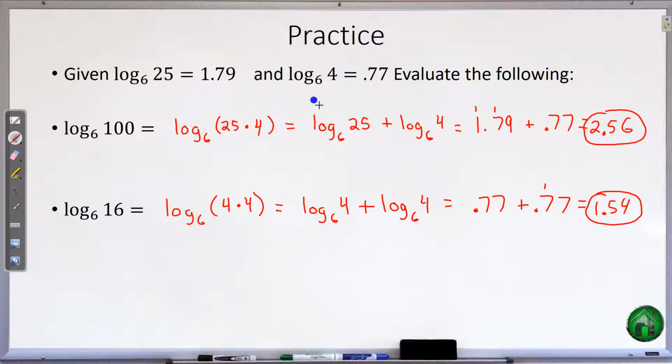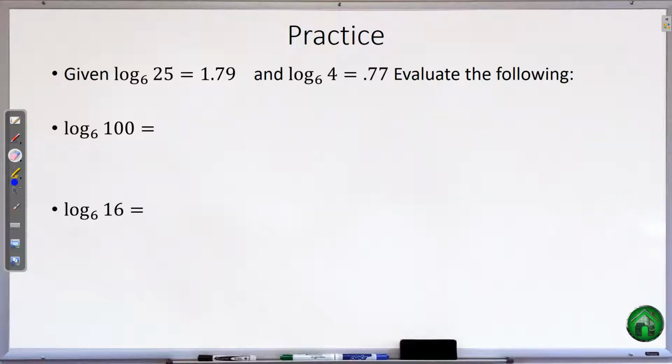So using two logs that we know something about, we can use them with this property to find some logs that we didn't know anything about. But that's just one way you can use that property. All right, that's our first one.